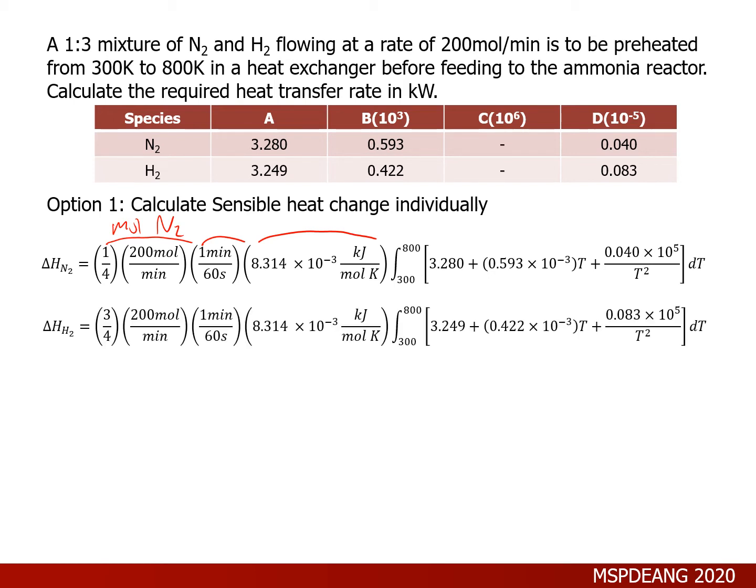And you can also do the same for H2. Ayan. So calculating, delta H of N2 is 12.55 kilowatts, and delta H of H2 is 36.54 kilowatts. And the total delta H of the process is the addition lang, which is 49.09 kilowatts.